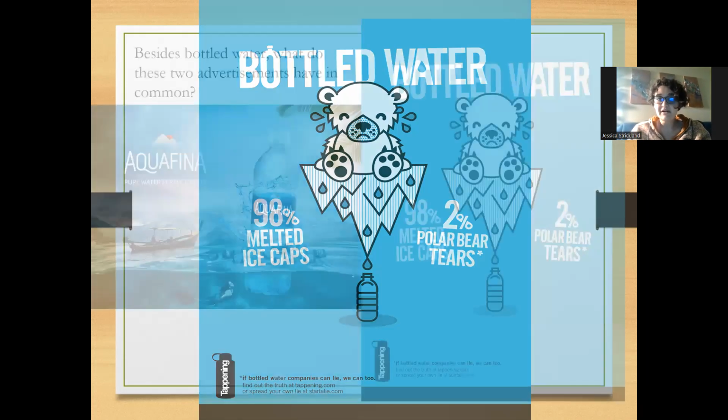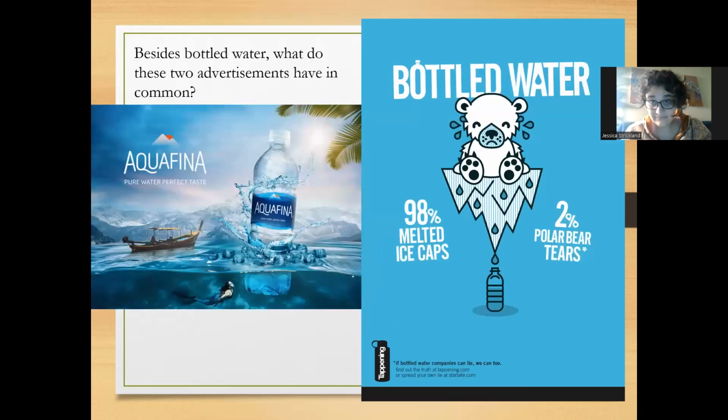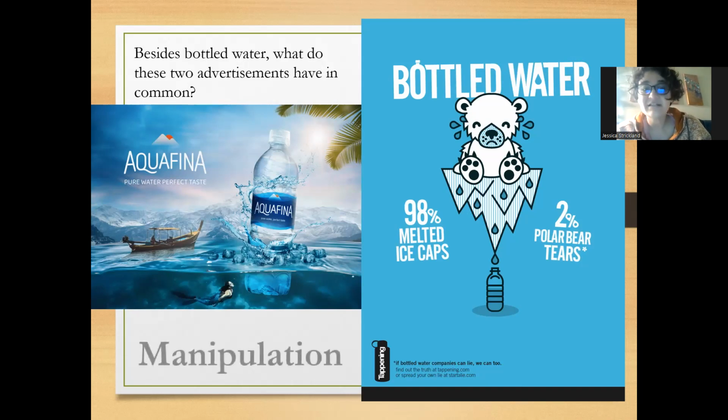So what do these both have in common besides water? What are they both doing? What are they trying to do besides, well, Tappening's not really trying to sell you anything. They're trying to inform you. So what are they trying to do to the buyer here? They both have manipulation in common. Okay. They're manipulating you. They're lying to you. So at least this one's admitting they're lying.